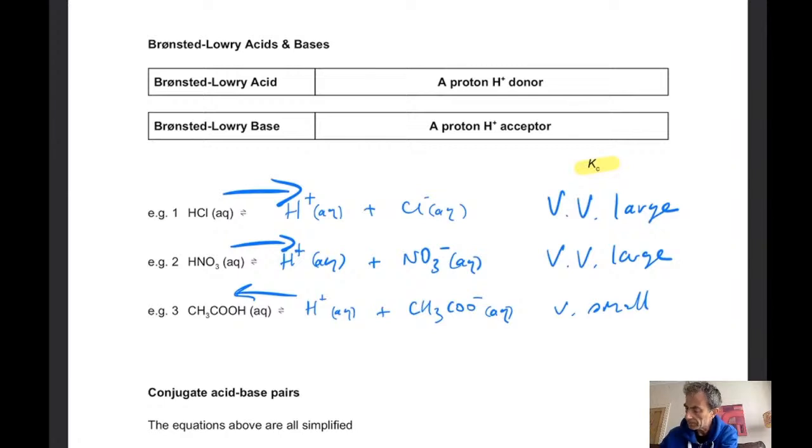So the point of doing that is to establish the difference between the first two acids that have these very large Kc values and the third acid, which has a very small Kc value. Basically, this is telling us the acid strength. So HCl and HNO3, hydrochloric acid and nitric acid, are what we call strong acids, i.e. they are fully dissociated.